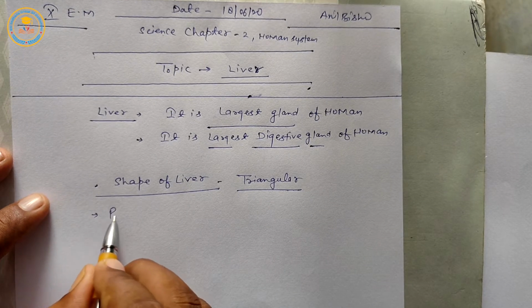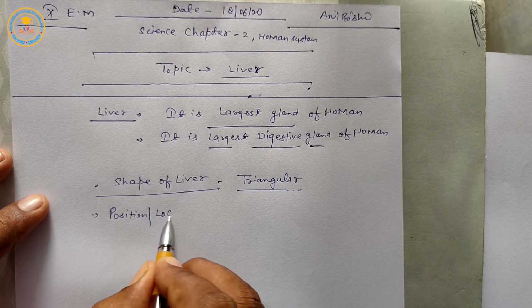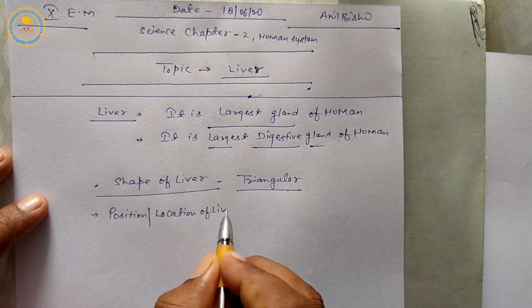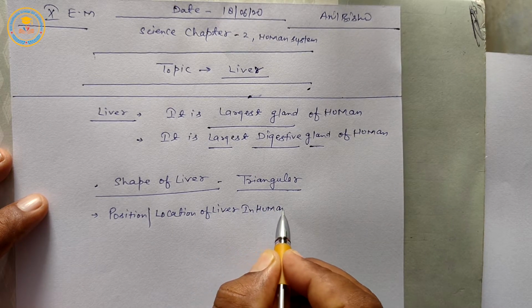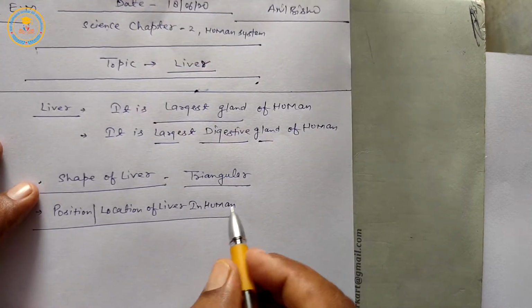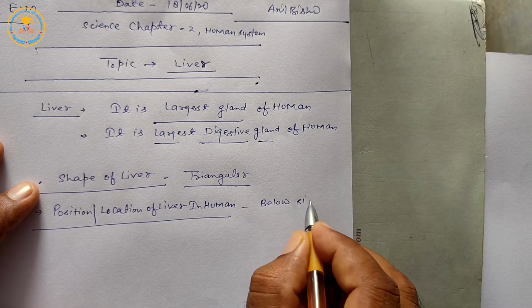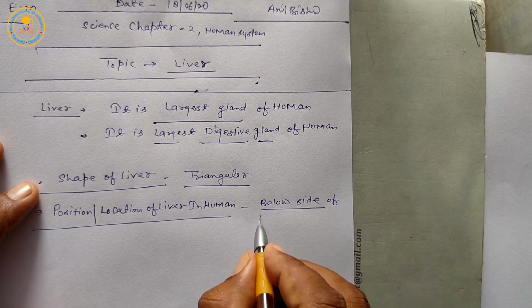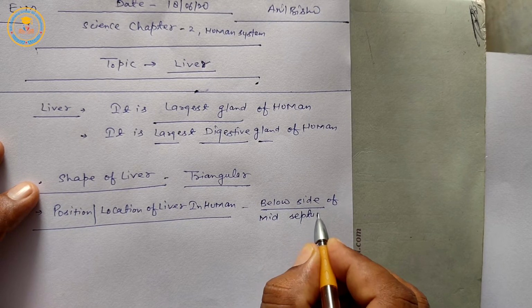Next is position or location of liver in humans. It is below the mid septum.